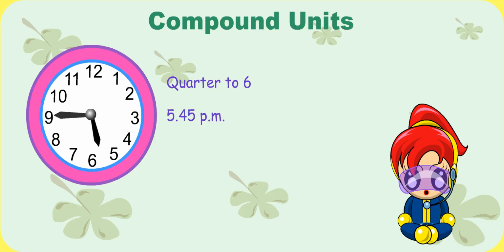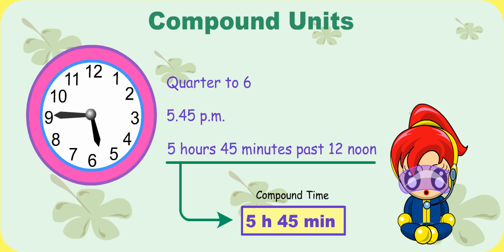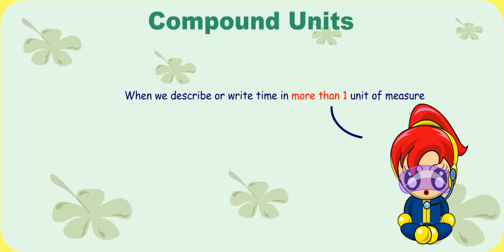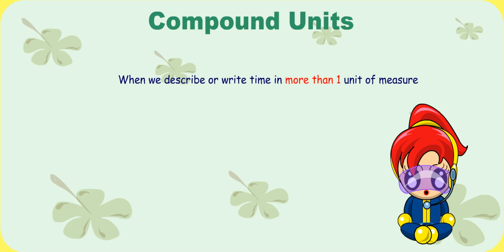Well, can you then tell me how many hours and minutes is that past 12 noon? It is 5 hours and 45 minutes past 12 noon. Very good. It is written as a compound unit. That is 5 hours, 45 minutes. I see what you mean. So when we describe or write time in more than one unit of measure, we are using compound unit.